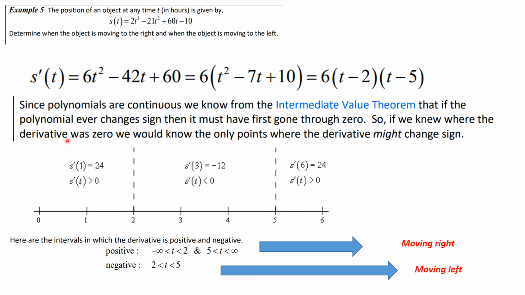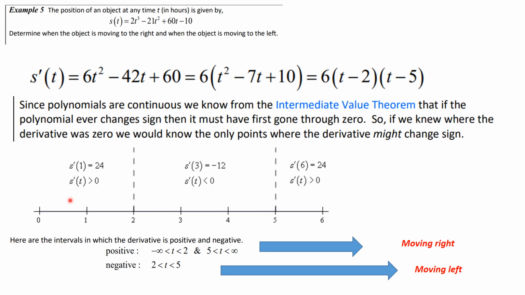Now, since polynomials, and this is a polynomial, are continuous, we know from the intermediate value theorem that if the polynomial ever changes sign, then it must have gone through 0 first. So we know these are the only points where the derivative might change signs. So we set this equal to 0, and that's going to be 0 at x equal 2 and x equal 5. So those are the only places where this can change sign.